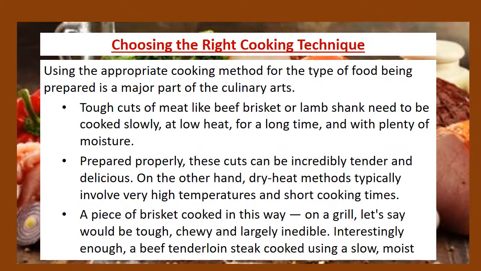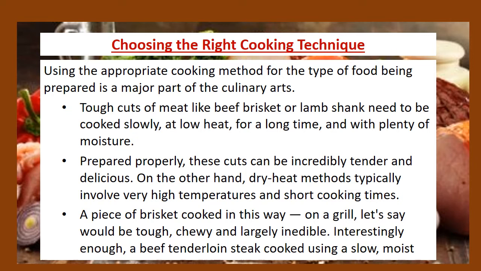Choosing the right cooking technique. Using the appropriate cooking method for the type of food being prepared is a major part of the culinary arts. Tough cuts of meat like beef brisket or lamb shank need to be cooked slowly at low heat for a long time and with plenty of moisture. Prepared properly, these cuts can be incredibly tender and delicious.